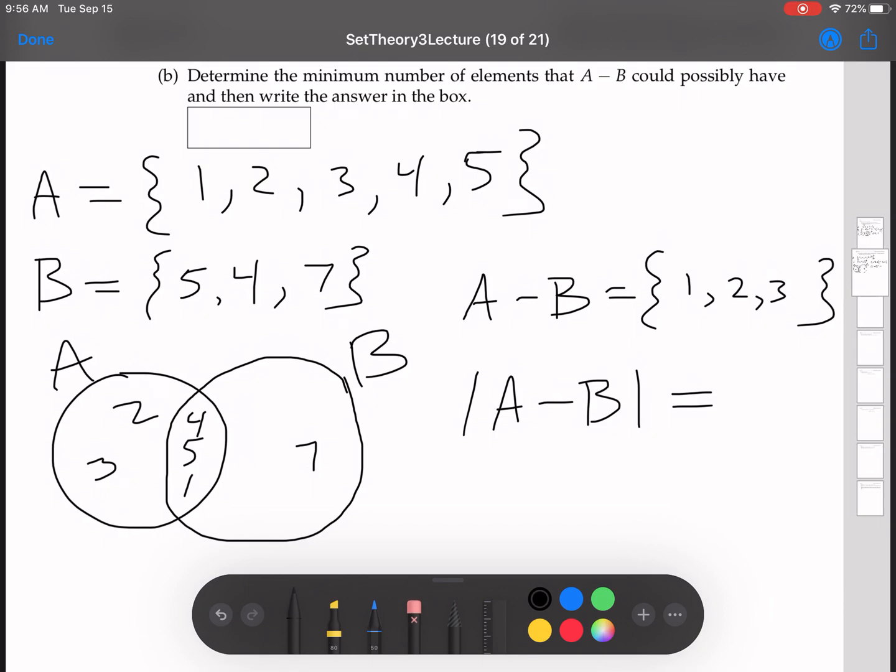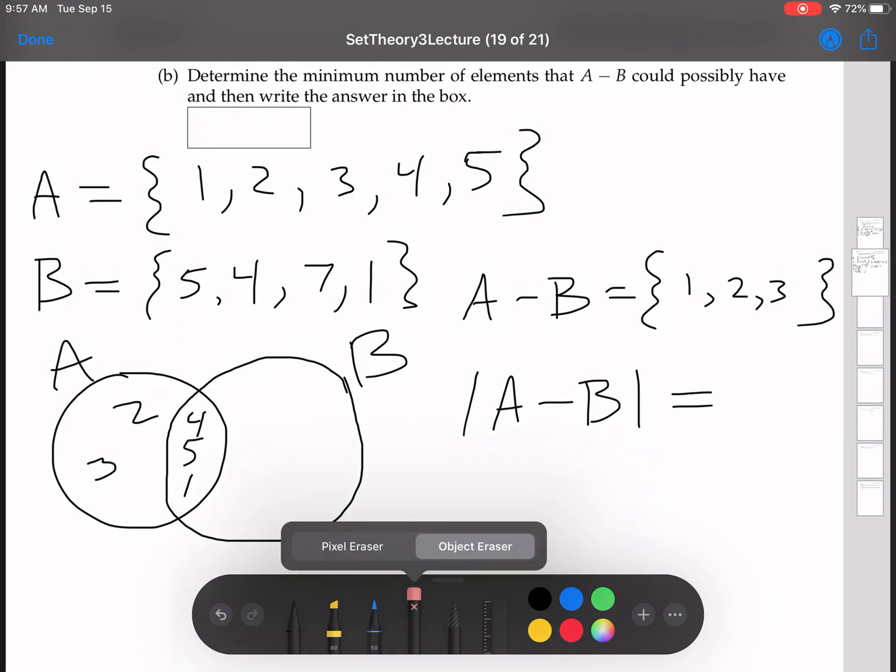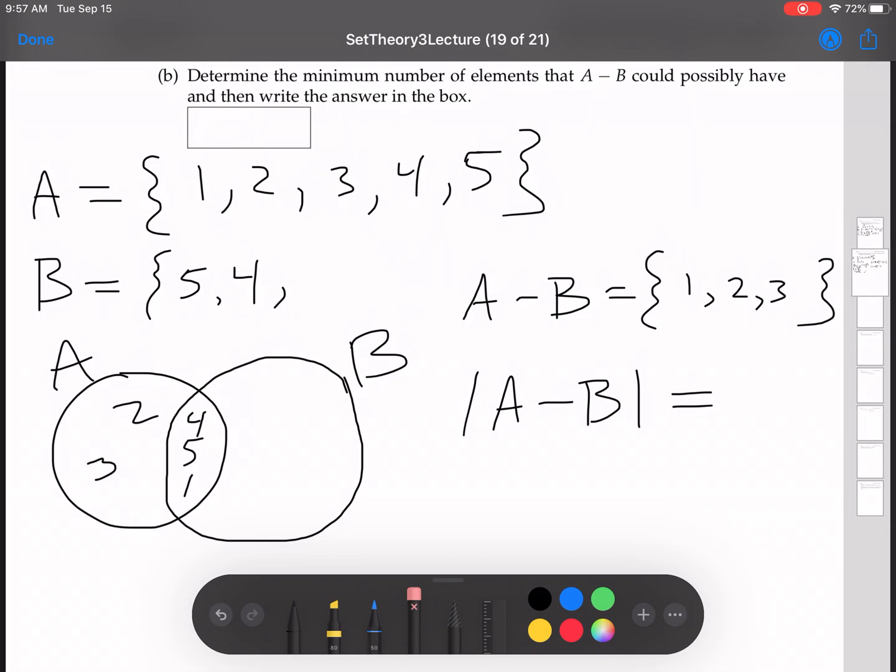Okay, so now A has 5 elements, 1, 2, 3, 4, 5. And B has, see, B actually the way we have it written here, we also have 1 in there. So that doesn't work. So we've got to get rid of that 7. So we get rid of that 7 there. Object eraser. Yes, object eraser. Okay. Put the 1 in there. Order doesn't matter. 541 is the same as 145.